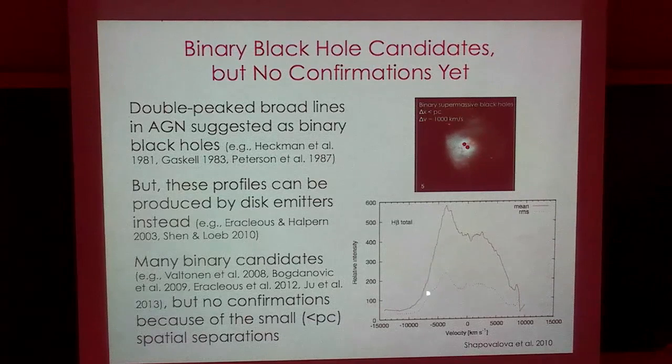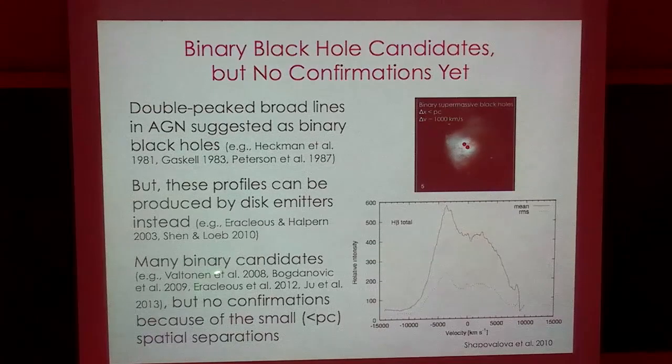But it turns out that these double-peaked broad lines can also be produced by disk emitters. Basically, you're seeing one black hole's rotating accretion disk, so you're seeing the blue shift and red shift because of that rotating accretion disk. Because of difficulties like this, it's hard to get something from spectra alone that gives you confirmation of binary black holes. What you would really like to see is spatial resolution of the two black holes. But with these sorts of separations, which are much less than a parsec in other galaxies, that's going to be really difficult to do observationally.